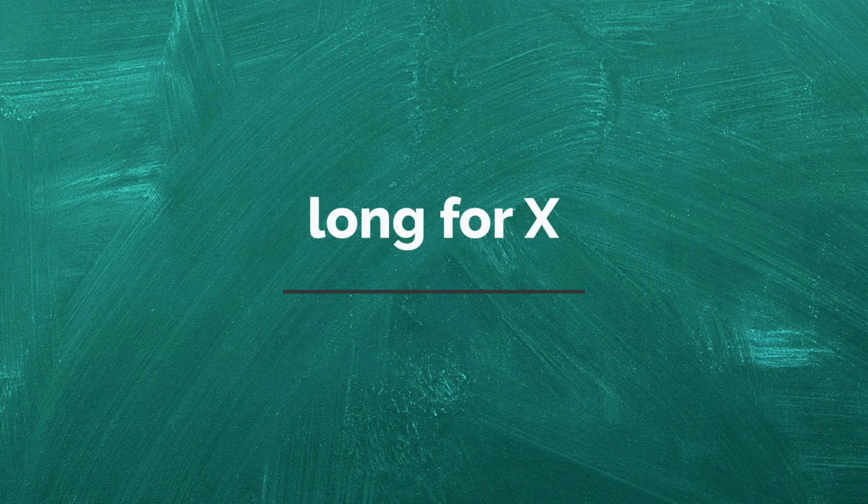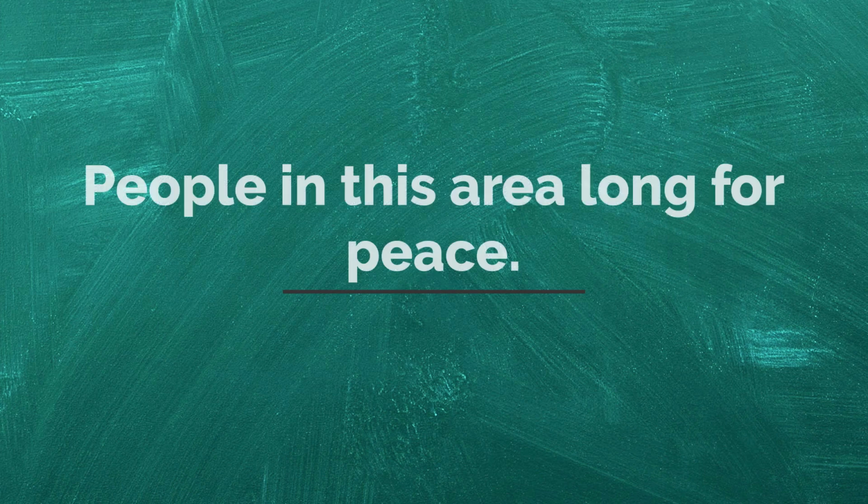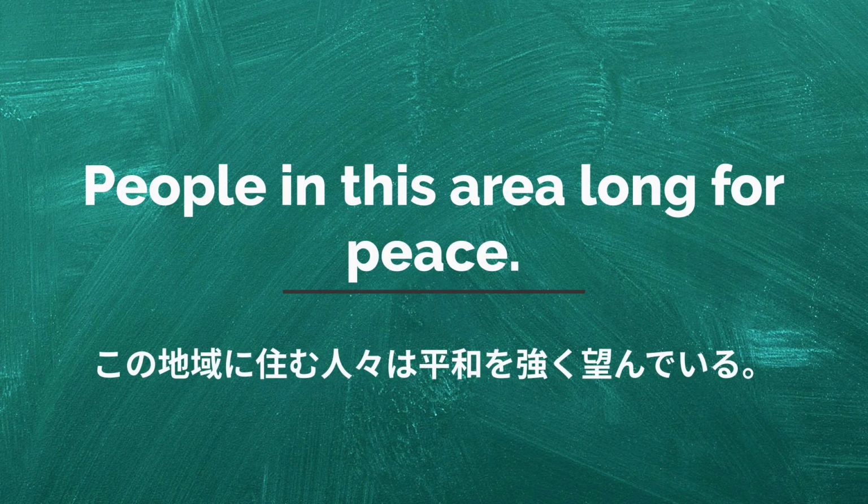Long for X. X を切望する。X を心待ちにする。 Long for X. People in this area long for peace. この地域に住む人々は平和を強く望んでいる。 People in this area long for peace.